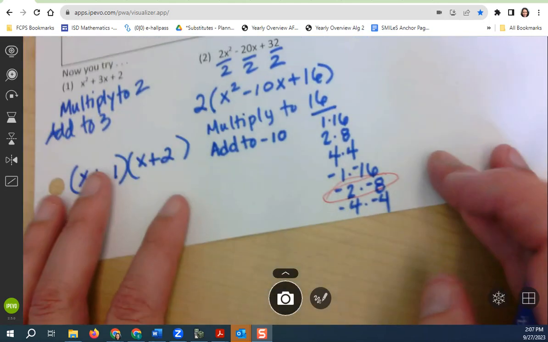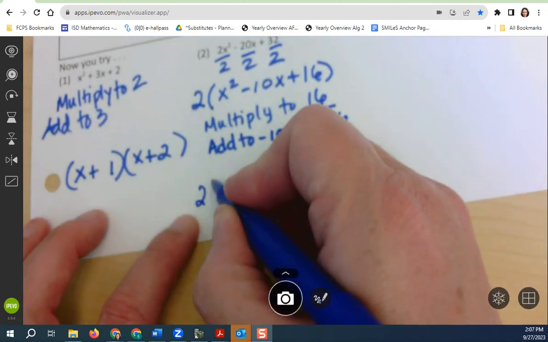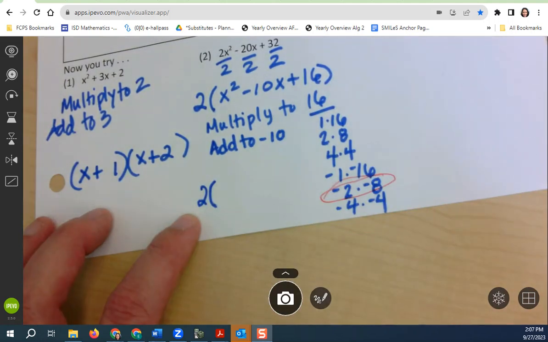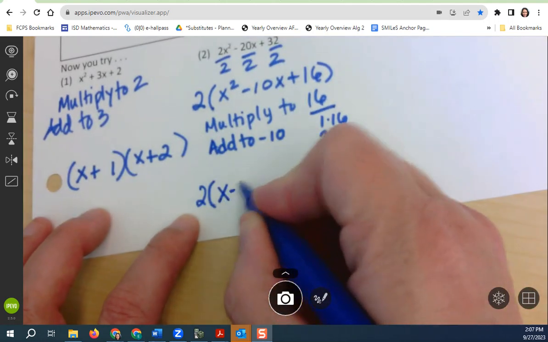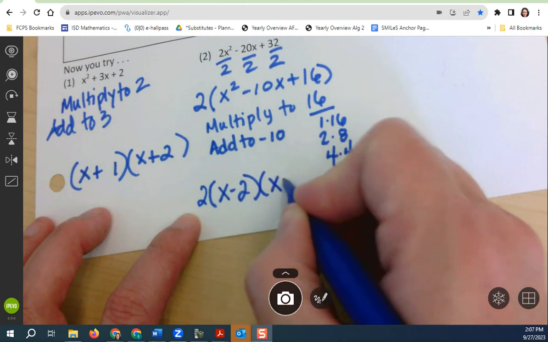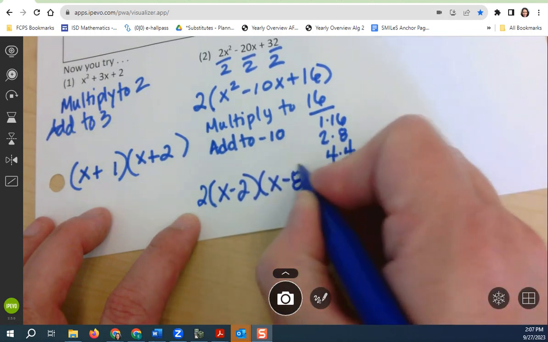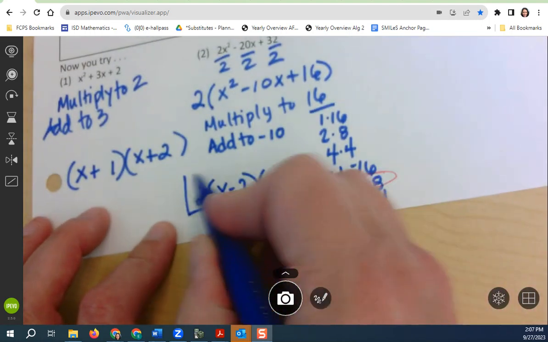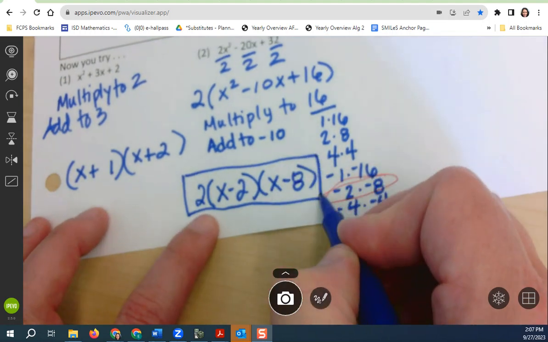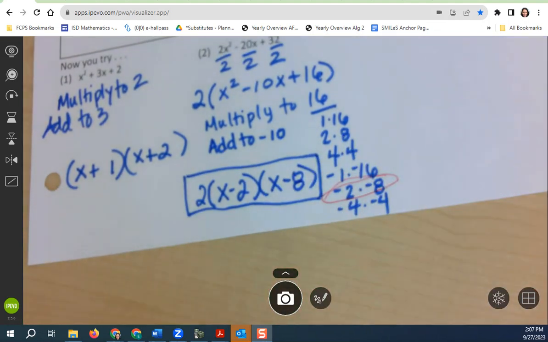So now let's write out our answer. The 2 on the outside, make sure you still have that 2 and you didn't lose it. x minus 2 and x minus 8. And these can also be flipped, right? Absolutely, yep. So maybe you have 2 times x minus 8, x minus 2, and you're still good. Any questions?